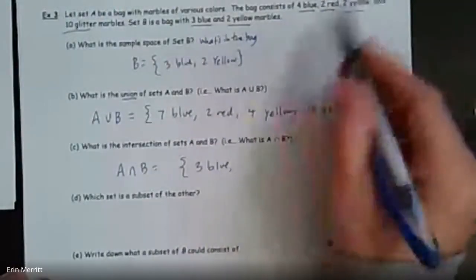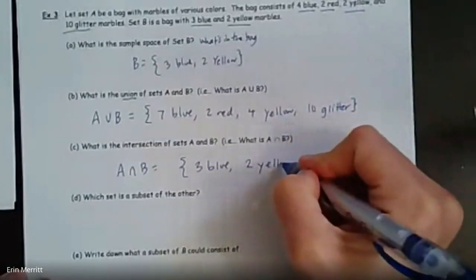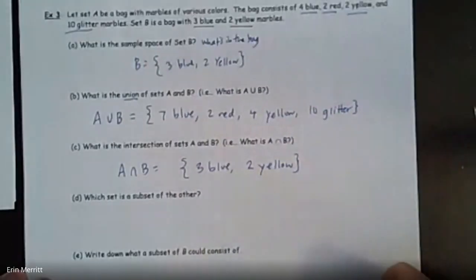All right, what is the intersection? So what do they have in common? All right, well, between the 2 bags, what they both have, they would both have 3 blue marbles. So the intersection here, so A intersect B, they both have, yes, 3 blue. And, ooh, they both have 2 yellow as well. So you're just listing out what do they have in common. Right?